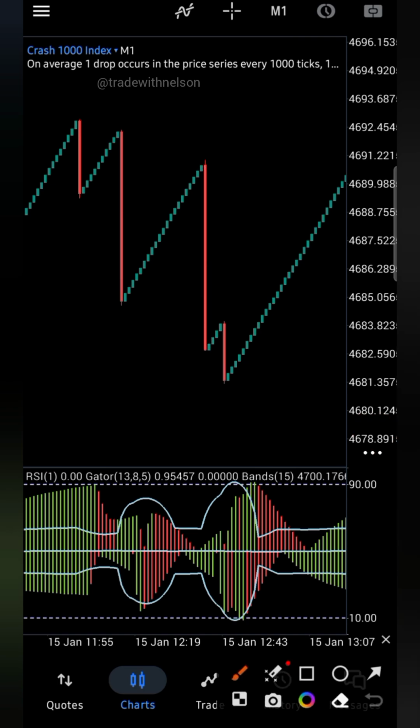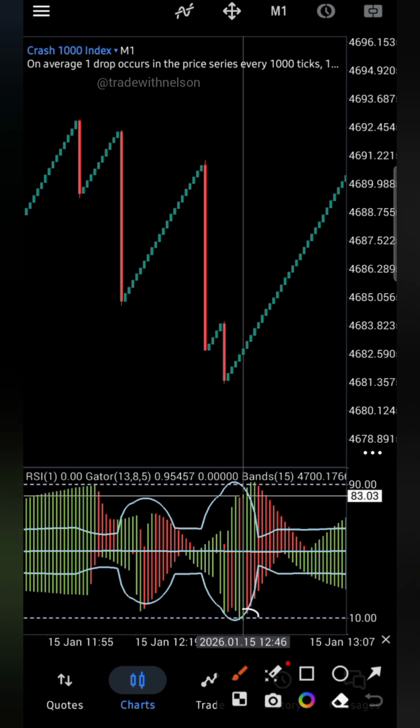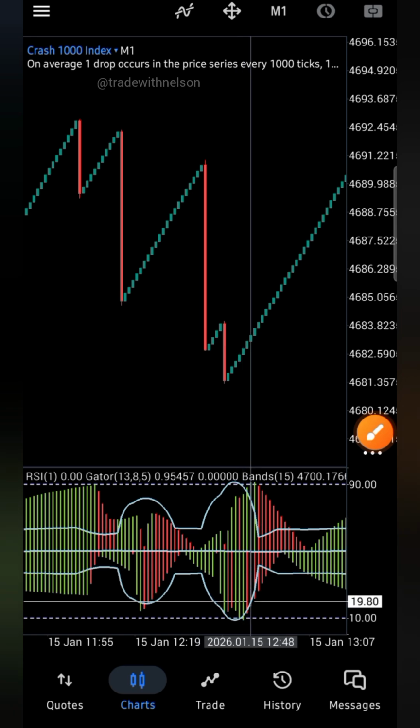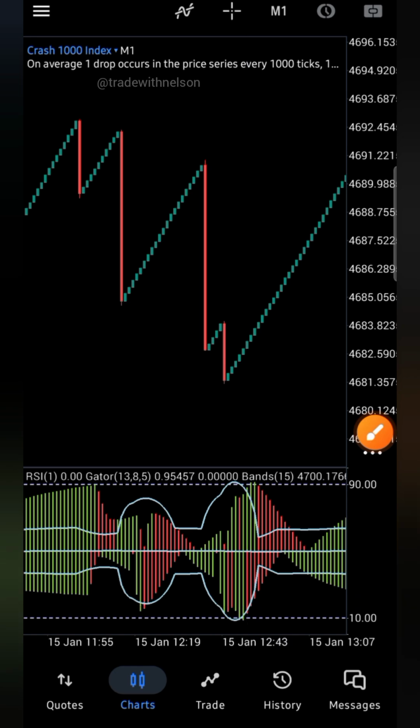So the next thing you want to look for is this changing from green to red. And as you can see over here, after we have the touch of the Gator into this 10 level, then we want to see it generate a red bar. So over here, we have the red bar below this 50 level. We enter our buy. Then our target will be 5 candles. You can see the market gives us that easy 5 candles.